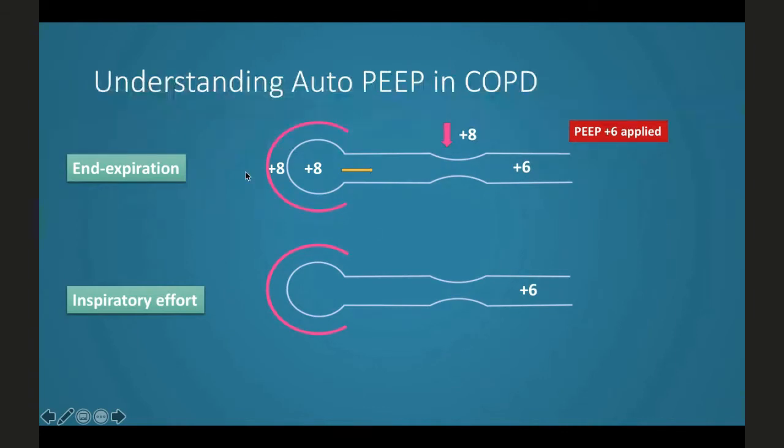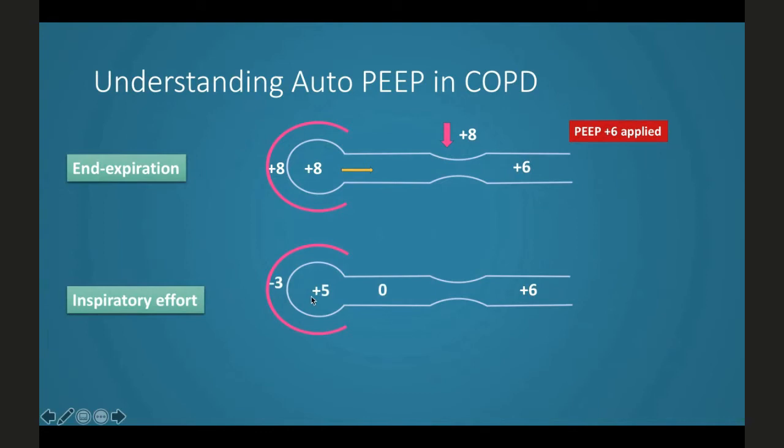Now I am going to apply a +6 PEEP, extrinsic PEEP, to this system. You can see at the end of expiration, the alveolar pressure is 8, the outside pressure is +6, that is the end expiratory pressure is +6. Because of the airway collapse, there is no gas flow occurring. Now, beginning of inspiration with minimal effort, -2 pleural pressure, +8 becomes +6. Up to +6, there is no gradient and no inspiratory flow happens.